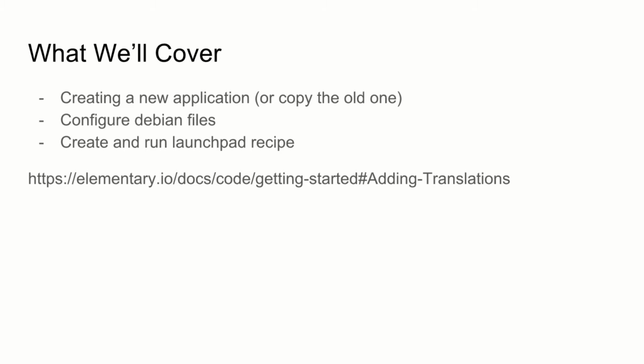What we'll cover in this episode is creating a new application, or in our case we're going to copy the old one, and we'll configure our Debian files that help us create our distribution, and then we'll create and run a Launchpad recipe. Now, as always, you can follow along at the official elementary documentation.